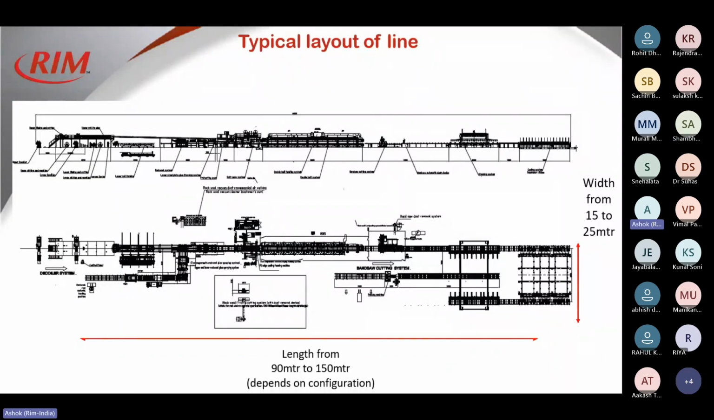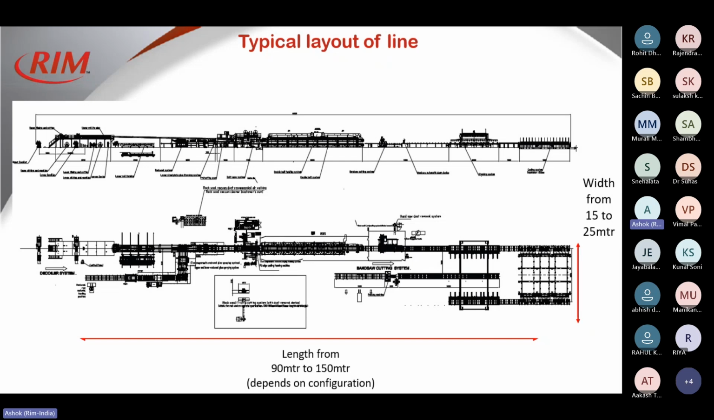Okay, so that was the whole process video for the continuous line. The next slide is related to the typical layout of the line. As you can see, the whole continuous line, starting from the decoiler until the packing machine, needs quite big space. In terms of length, it depends on the configuration.